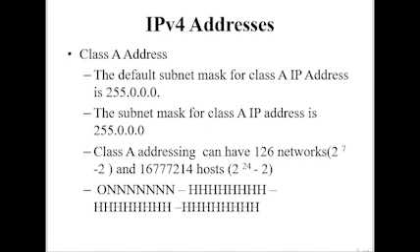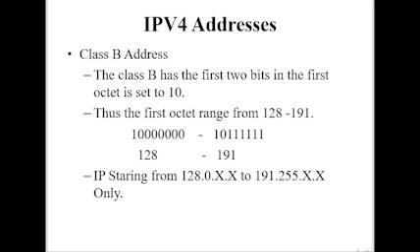Class A address: the default subnet mask for a Class A IP address is 255.0.0.0. Class A has 126 networks (2 to the power 7 minus 2) and 16,777,214 hosts connected to a Class A address. In Class A, the first octet is the network ID and the remaining three octets are the host ID.